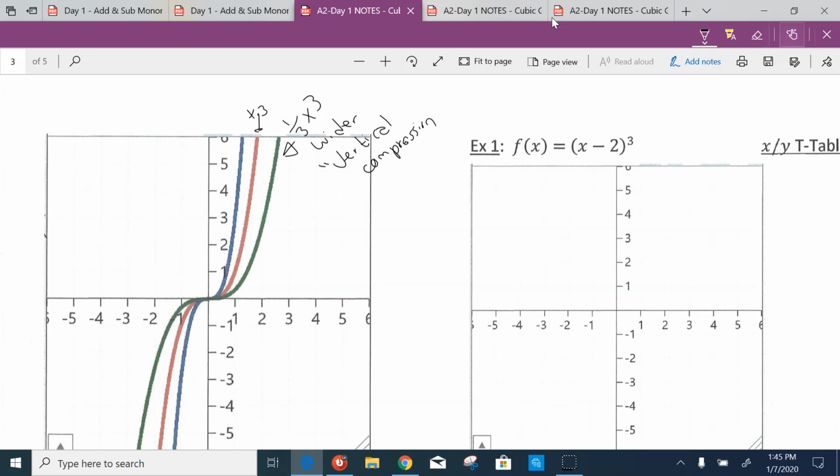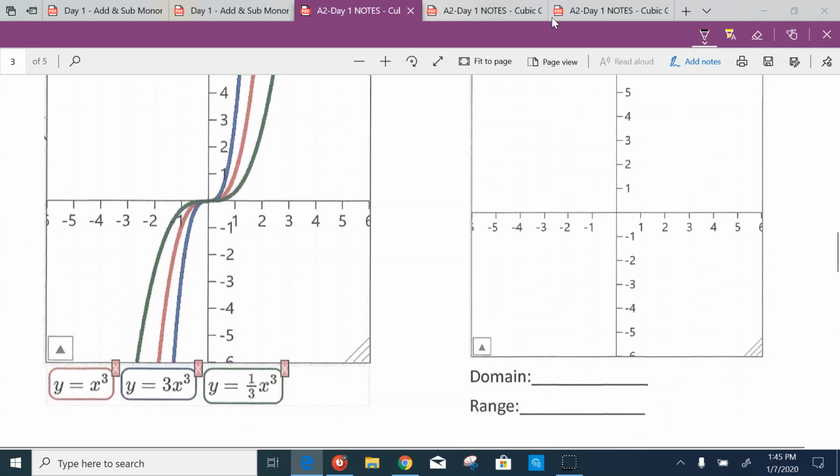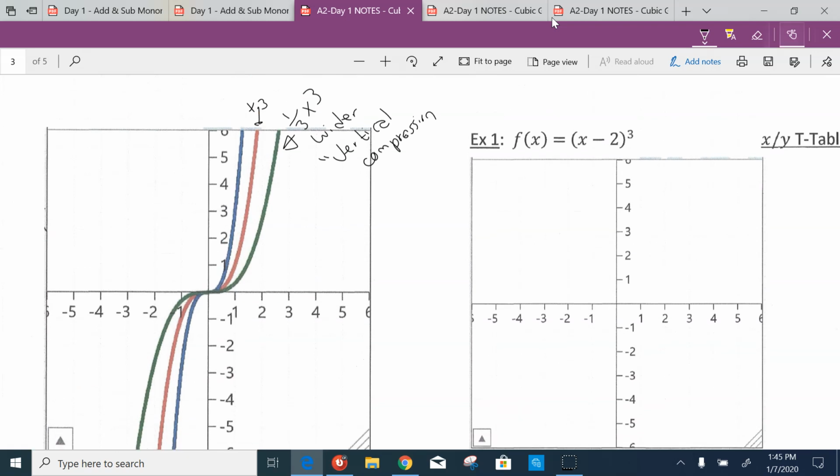The blue graph you see here is 3x to the third. Now when you have a number in front of x that's bigger, like 3x to the third, it gets way more narrow. In other words, it makes it thinner. We have a vertical stretch. Oops, stretch. I wish I could spell today, but it is our first day back.